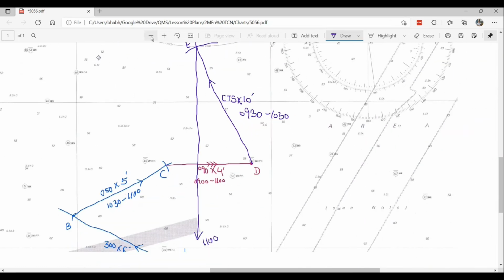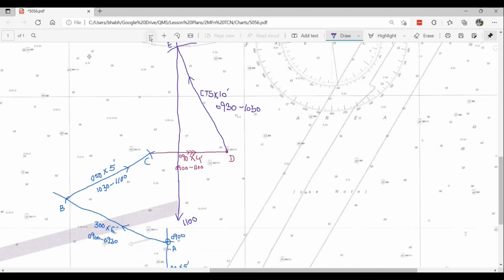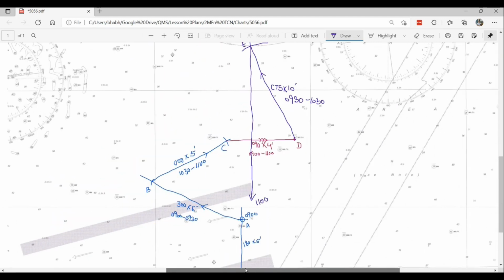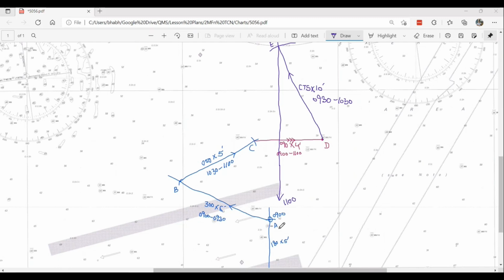Now if you look carefully in this complete passage, we started off from position A, 9 to 9:30 CTS, A to B, 9:30 to 10:30 CTS, D to E, 10:30 to 1100 CTS, that is Bravo to Charlie, and 9 o'clock to 1100 the current. All these are accounted for, and it takes us to position E. E is my fix at 1100 hours.